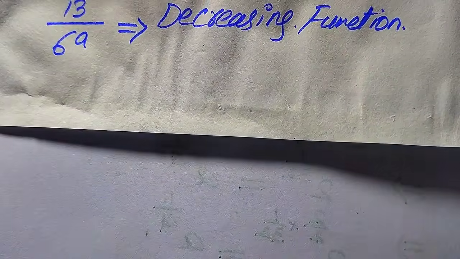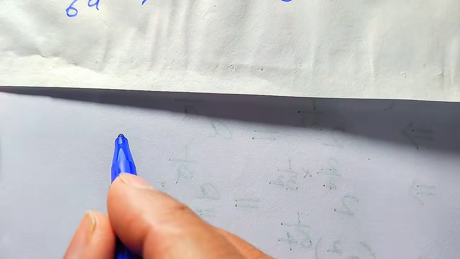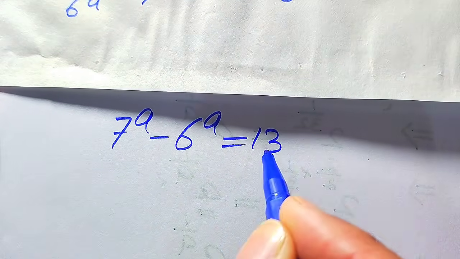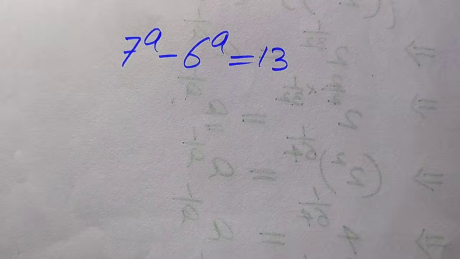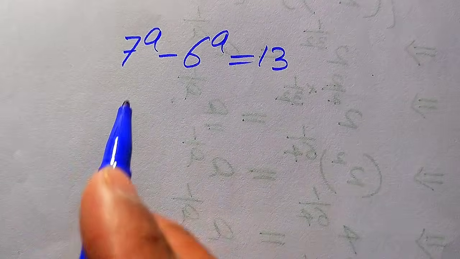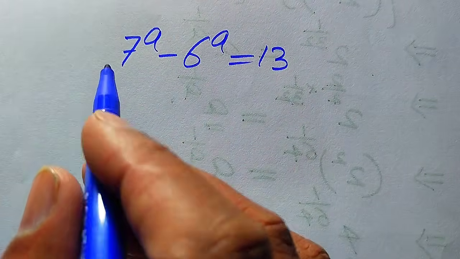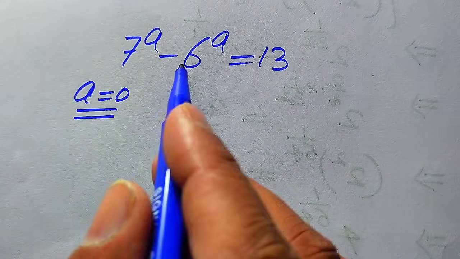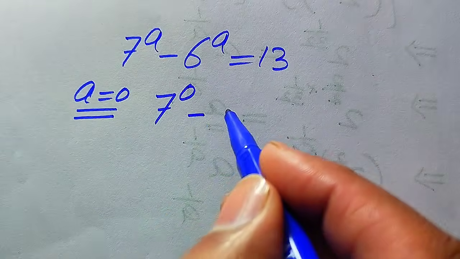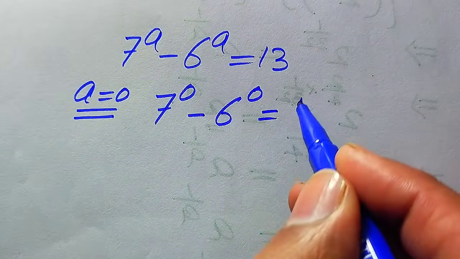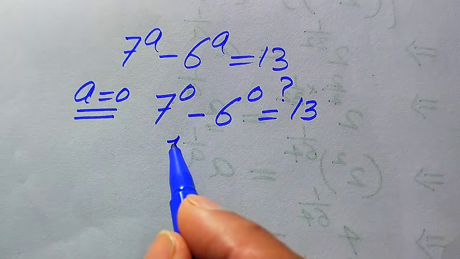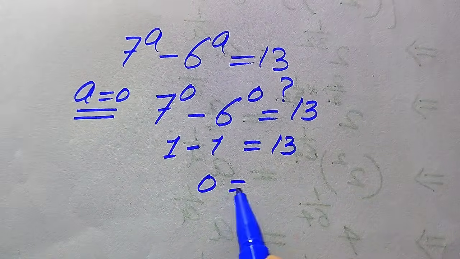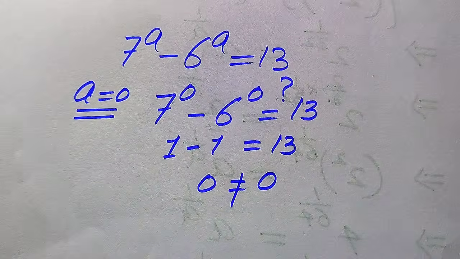For this we copy down the given question statement: 7 to the power of a minus 6 to the power of a is equal to 13, and we need to find the value of a by inspection. First we check a equals 0. When we substitute a equals 0, it is written as 7 to the power of 0 minus 6 to the power of 0 equals 13, or not. It becomes 1 minus 1 equals 13, and you clearly see 0 equals 13. So this is not possible.